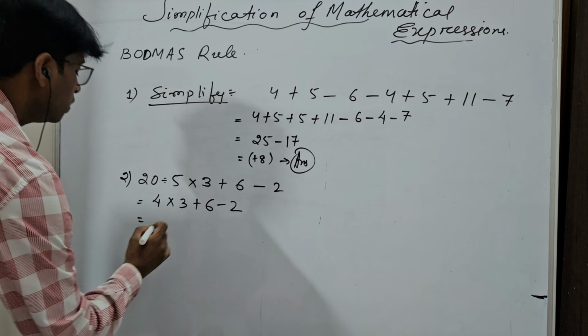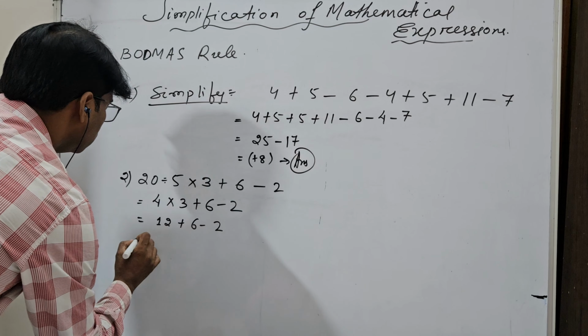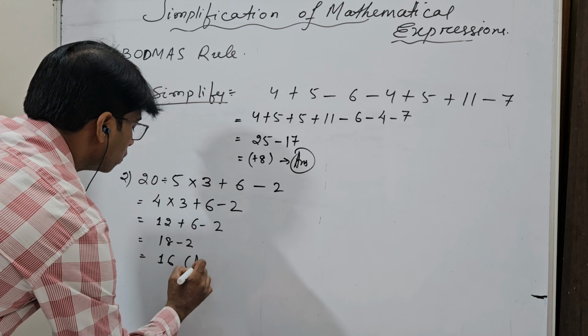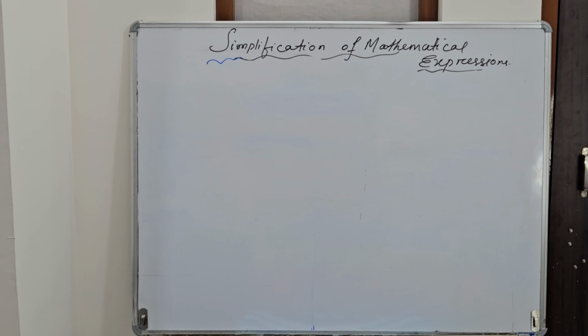Now 4 into 3 how much? 12. Then plus 6 minus 2. Then what we have to do? We have to add it. It is 18 minus 2. How much is it? 16. Which is the answer. We got to know how BODMAS rule is used in particular. I hope this is understood.